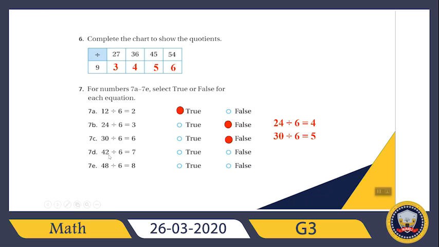What about 42 divided by 6 equals 7? Or 7 times 6 equal 42. It's right or wrong? Perfect. It's true. What about 48 divided by 6 equal 8? Or 8 times 6 equal 48. Right or wrong? Perfect. It will be true.